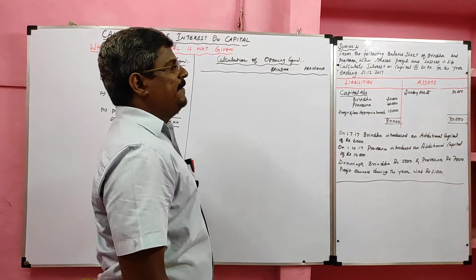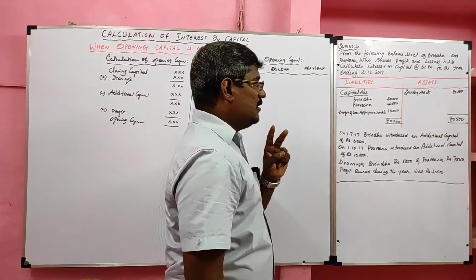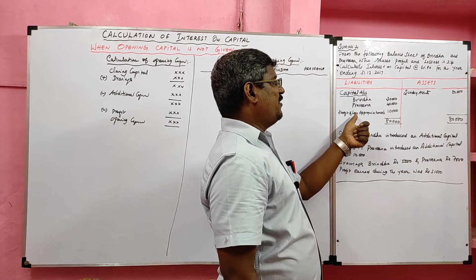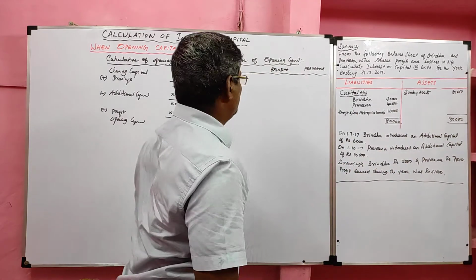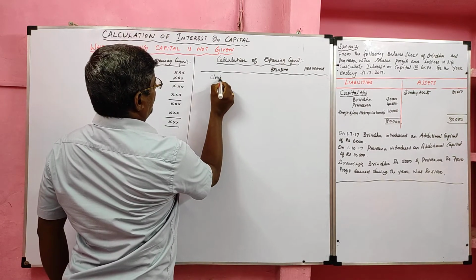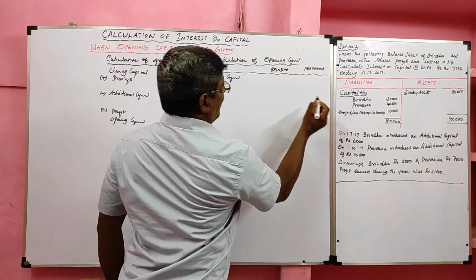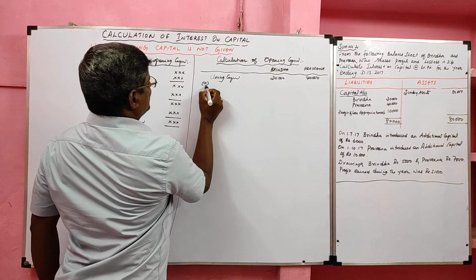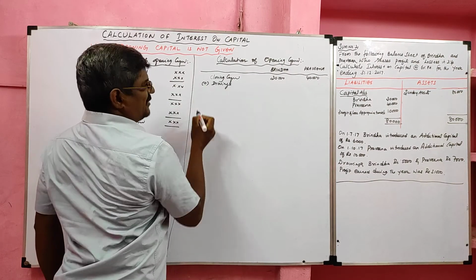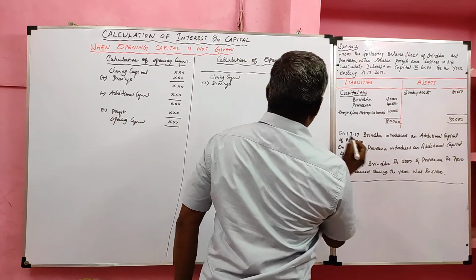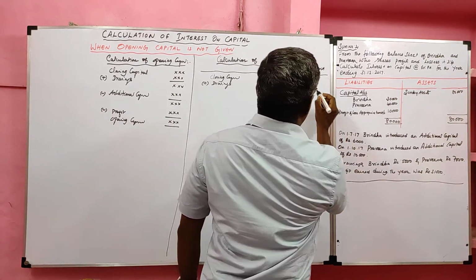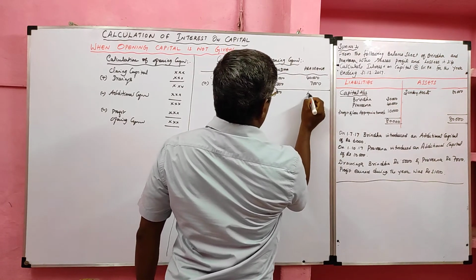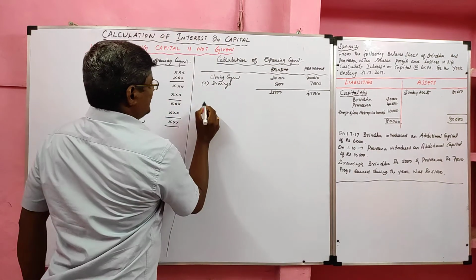Now we are going to ascertain opening capital. In this question, there are two important things. Both the partners' additional capitals are given, as well as profit already credited, 10,000. What is the format? Closing capital. Closing capital given in the balance sheet 30,000 and 40,000, plus drawings. Drawings are always given in the adjustment. The drawings of Brinda 5,000, Praveena 7,000. So 35,000 and 47,000. Then we have to deduct additional capital.